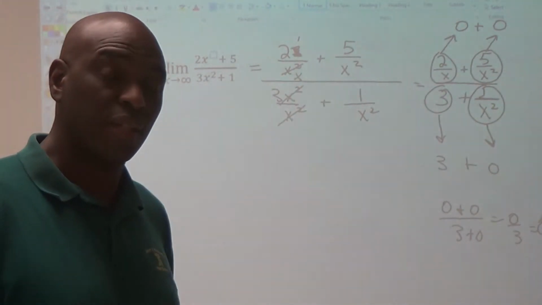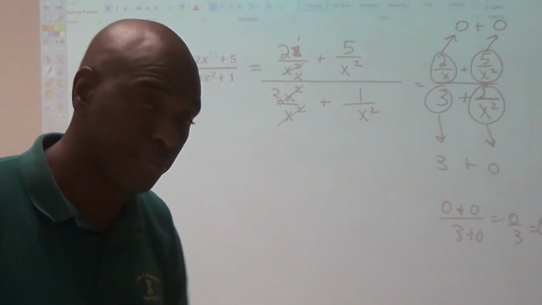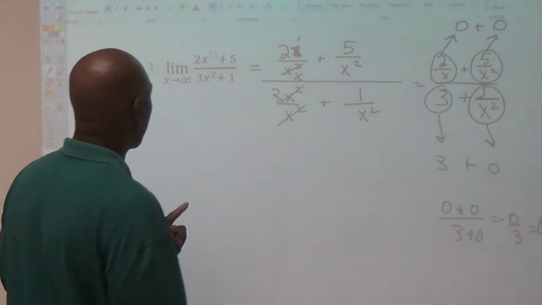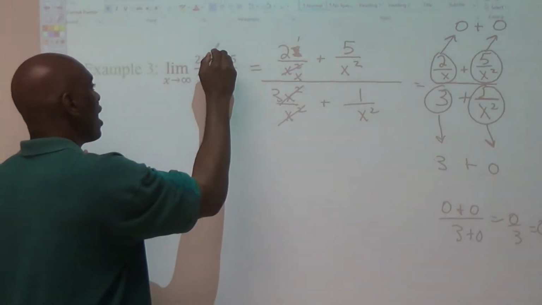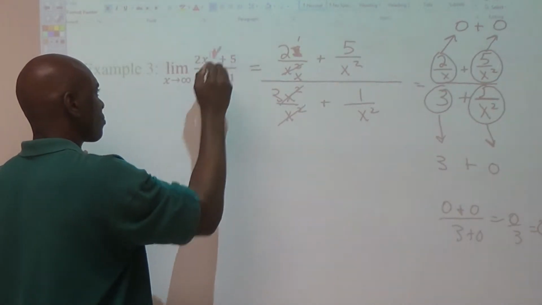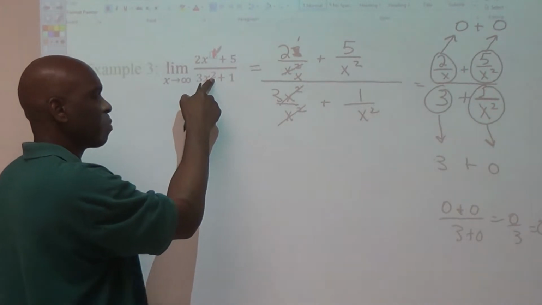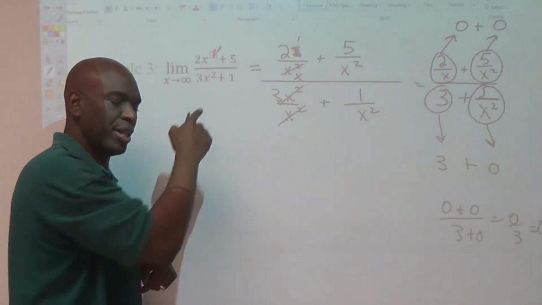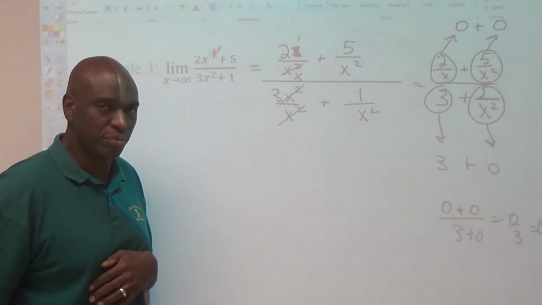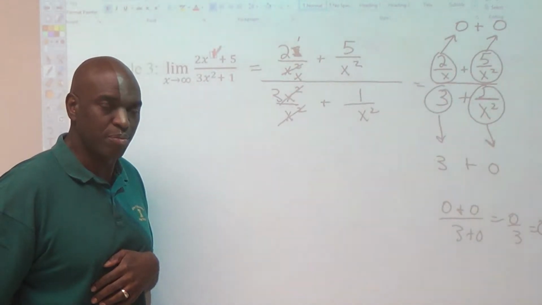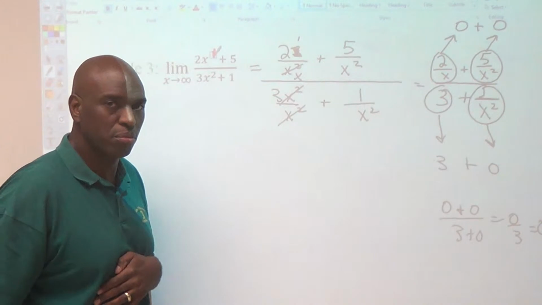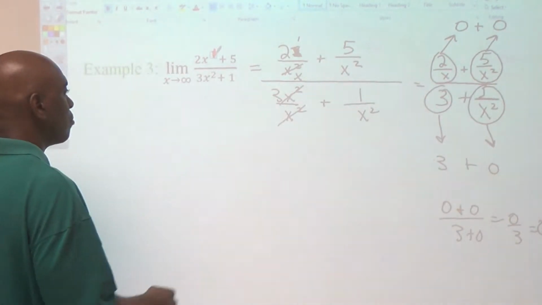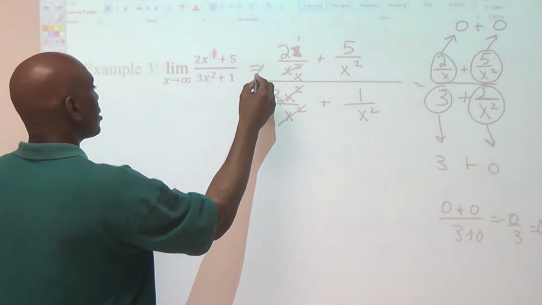Pre-calc. Let's go back to Algebra 2 for a moment. Algebra 2 says, okay, look, if the power here is a 1, and the highest power in my denominator is 2, then the horizontal asymptote is just going to simply be 0. That's it. All right? So this limit is 0.